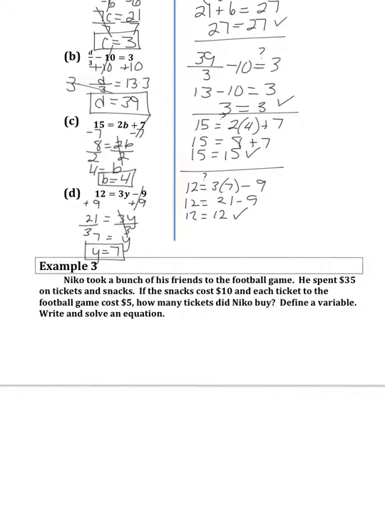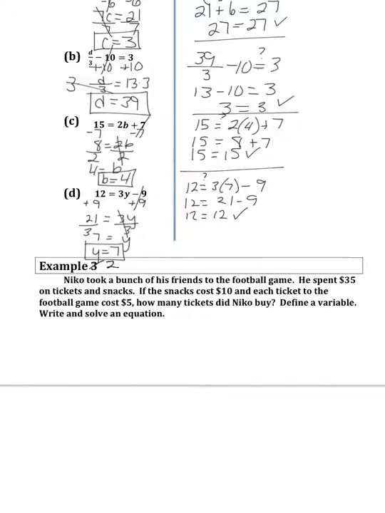Next, our next example, which should say 2, I apologize. Cross that out. It says Nico took a bunch of his friends to the football game. He spent $35 on tickets and snacks. If the snacks cost $10 and each ticket to the football game costs $5, how many tickets did Nico buy? Define a variable, write, and solve an equation.